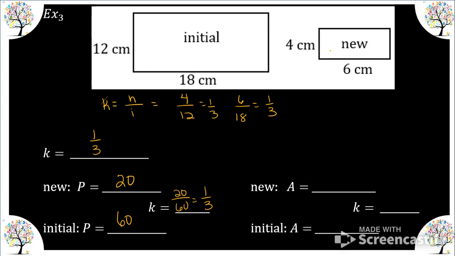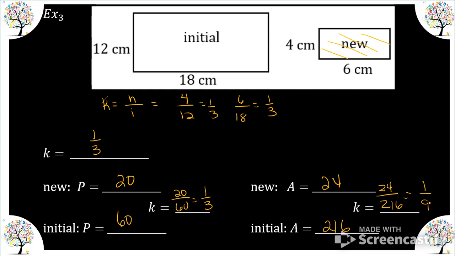Area is length times width. So now we're talking about 2 dimensions, not just a single linear. So 4 times 6 is 24. And then we're going to multiply 12 times 18 to get 216. Let's compare 24 over 216. And when I simplify this, I get 1/9.